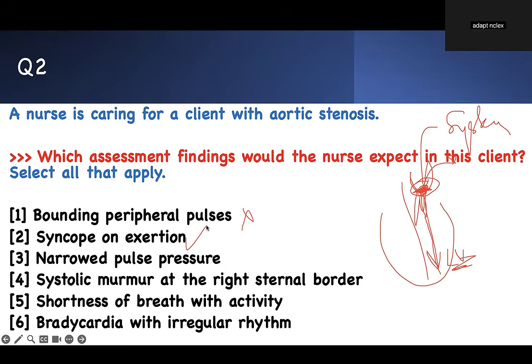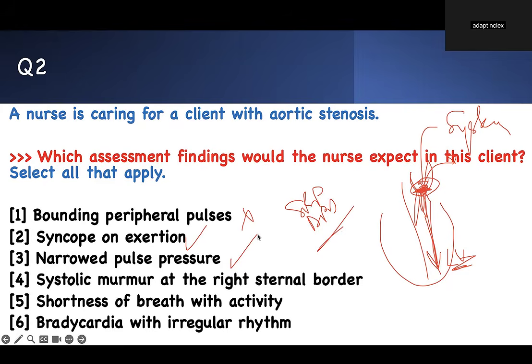Narrow pulse pressure, I've explained it. As the blood passes through the aorta because of stenosis, your systolic blood pressure is almost the same as the diastolic blood pressure, like you have tamponade. So they usually have narrow pulse pressure, which can lead to sudden heart death, right? They can drop dead. Therefore, this is suspected.